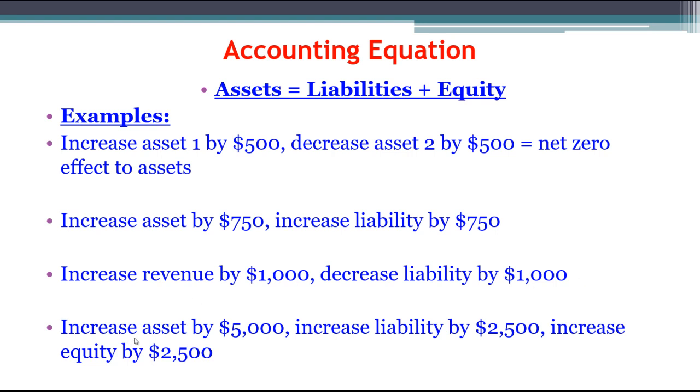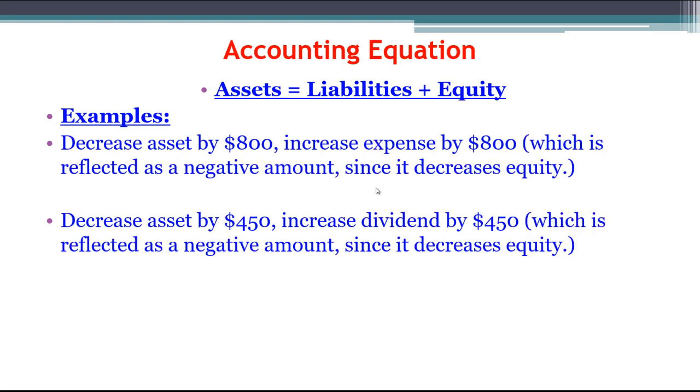Maybe we increase the asset by $5,000, increase the liability by $2,500, and increase the equity by $2,500. So we borrowed money and we had an owner investment and we got cash out of it. That could happen there. You have 3 things going on, but the assets are increasing by $5,000 on the left side, and then on the right side we have a total increase of $5,000 as well.